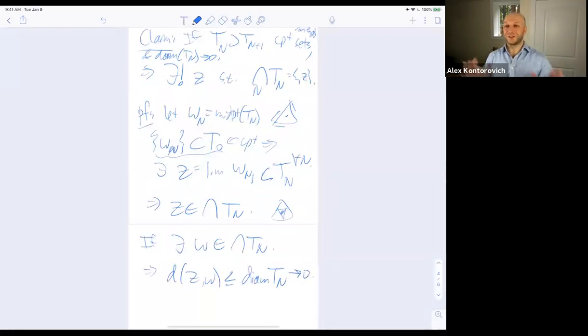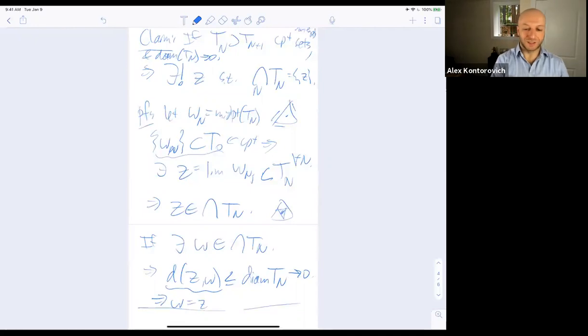But the diameters are going to 0. And there's no n on this side. So the only number that's less than epsilon for every epsilon is 0. So that implies W is equal to Z. Okay, so it's unique. Existence is just using compactness. Uniqueness is using the fact that the diameters are going to 0. All right, just some baby topology.